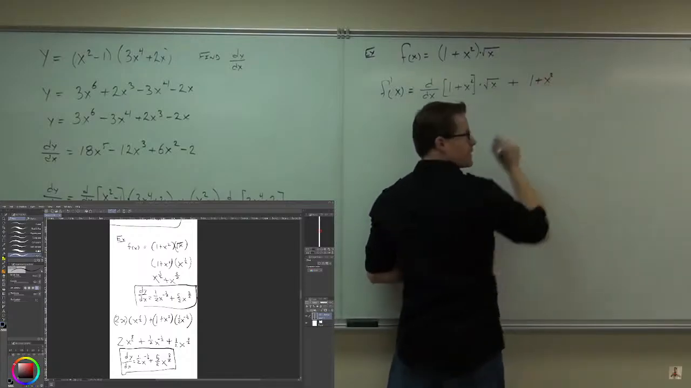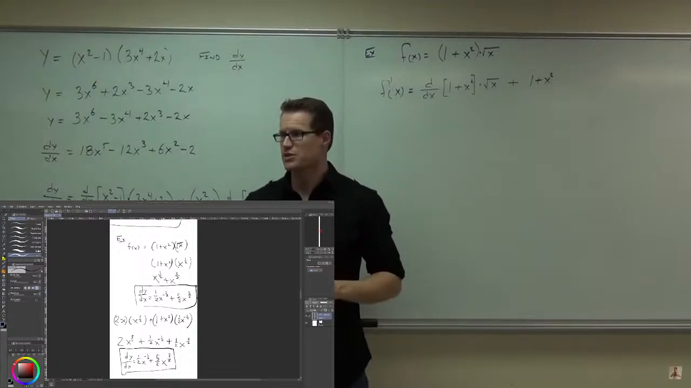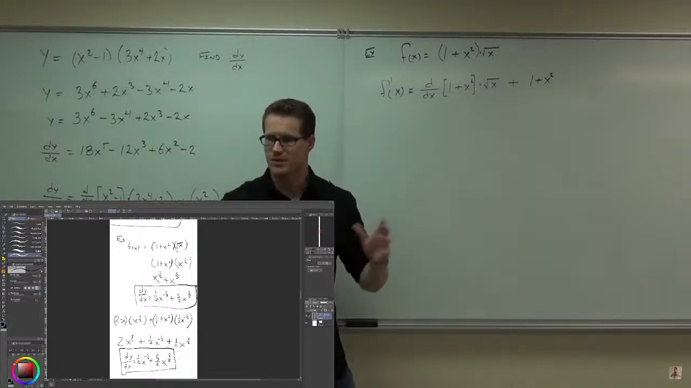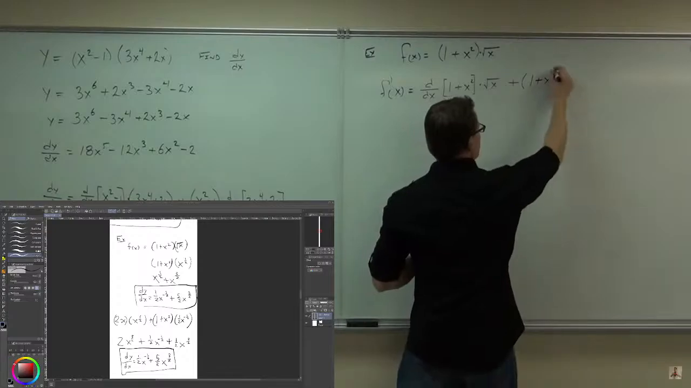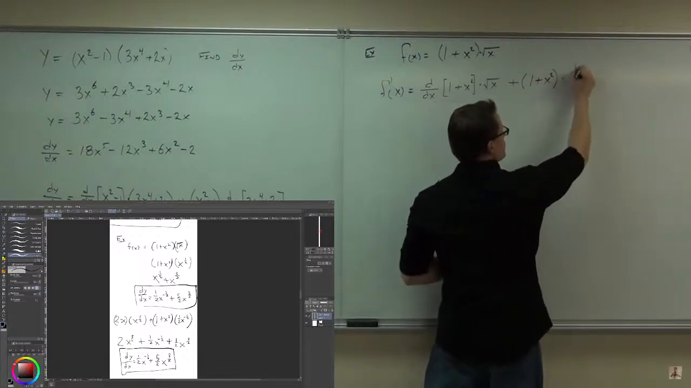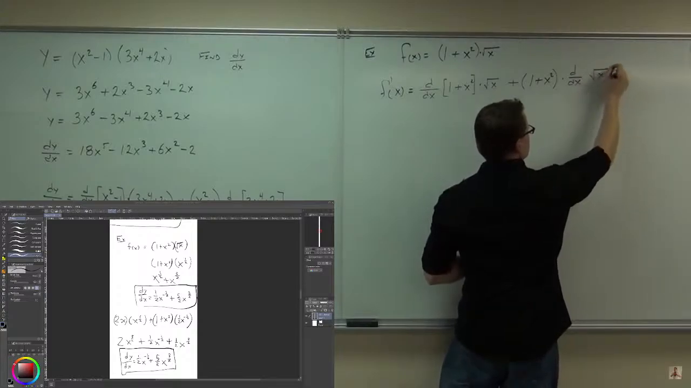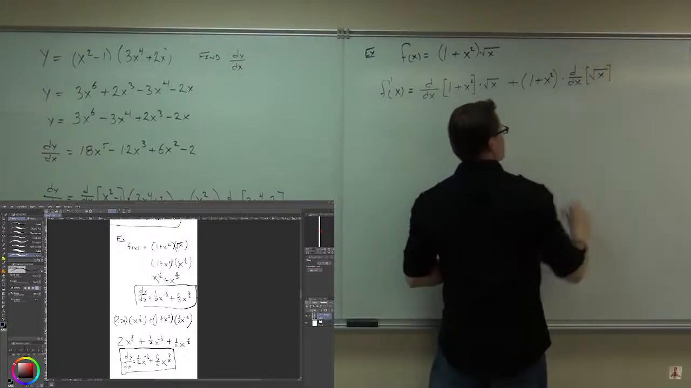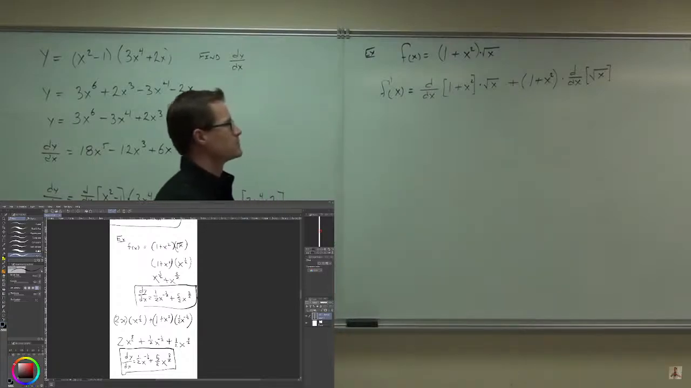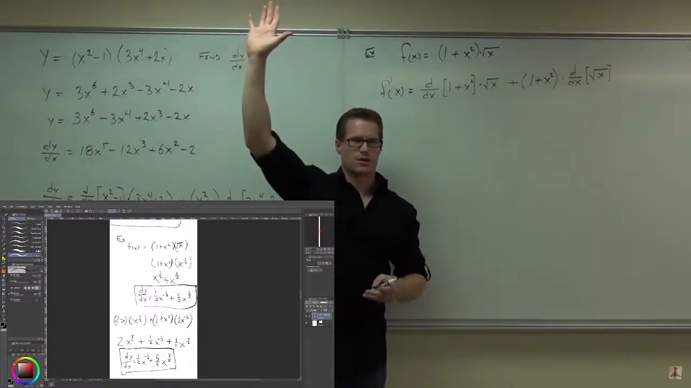Do I need parentheses around that? I've told you how important parentheses are for this, right? Parentheses being multiplied by something, that's important stuff. So have that times the derivative of the second expression. Show of hands, how many people made it that far?